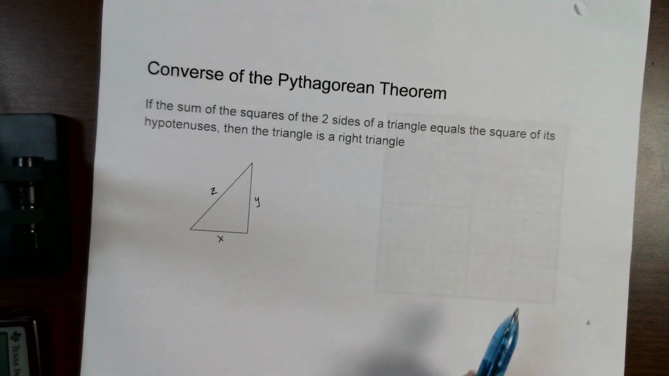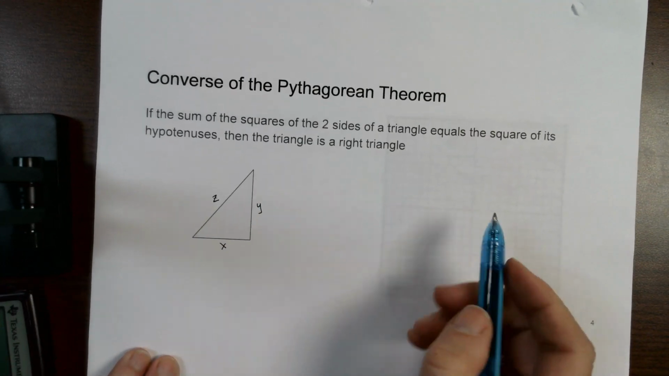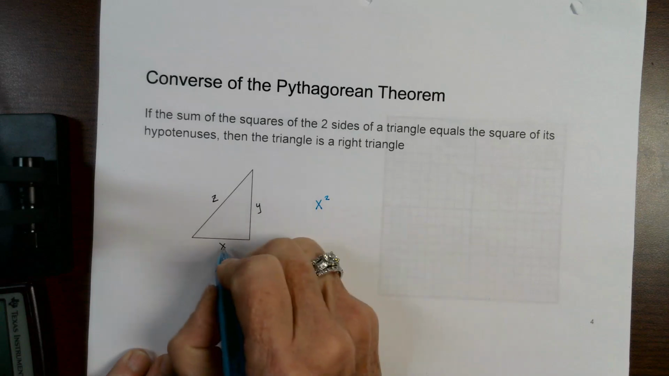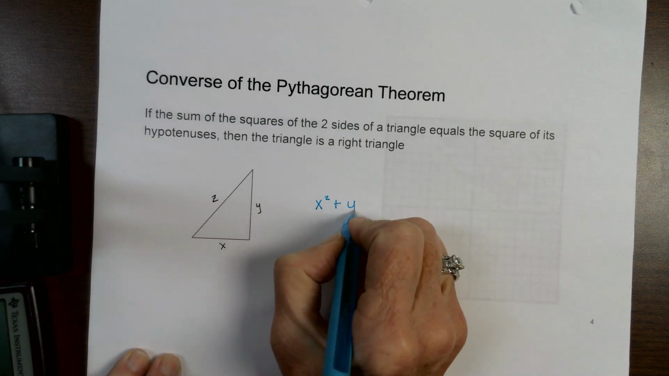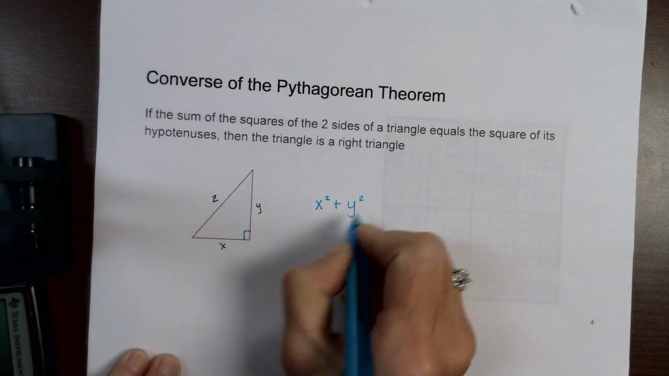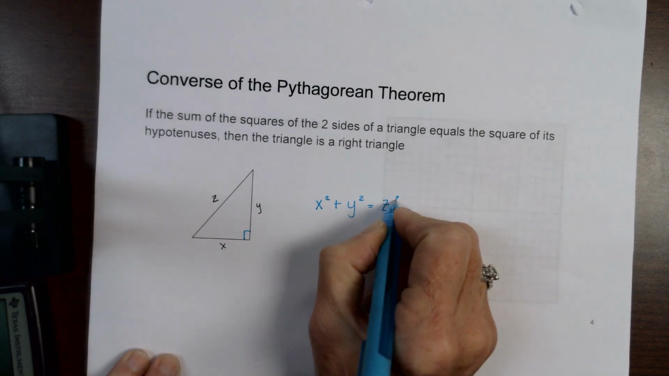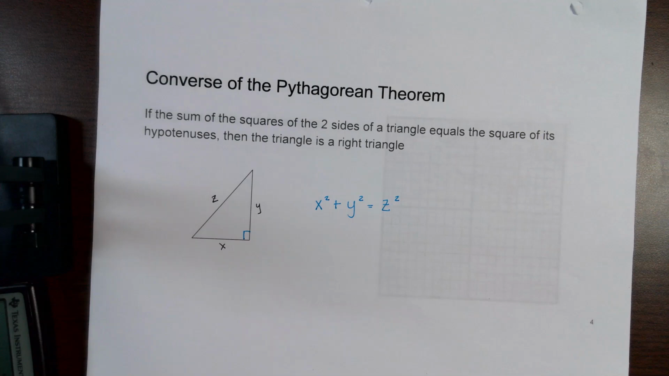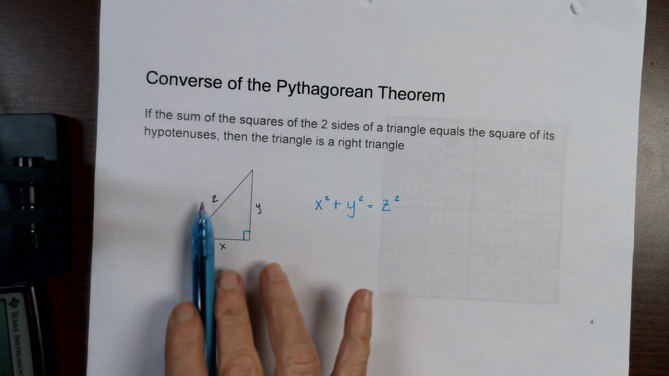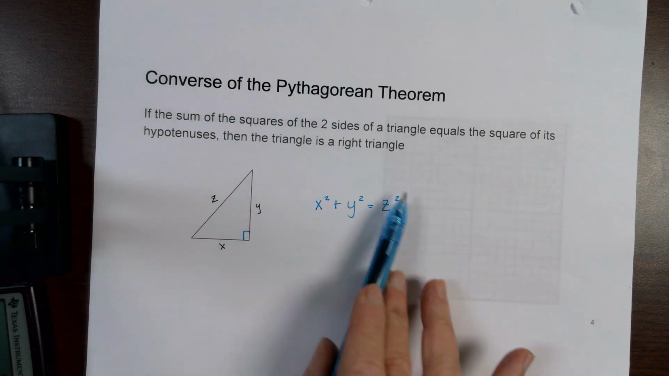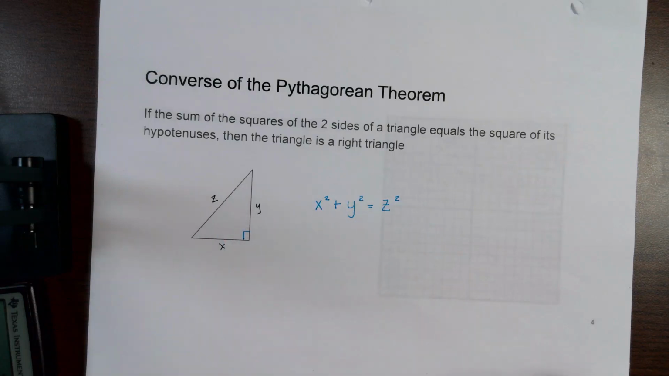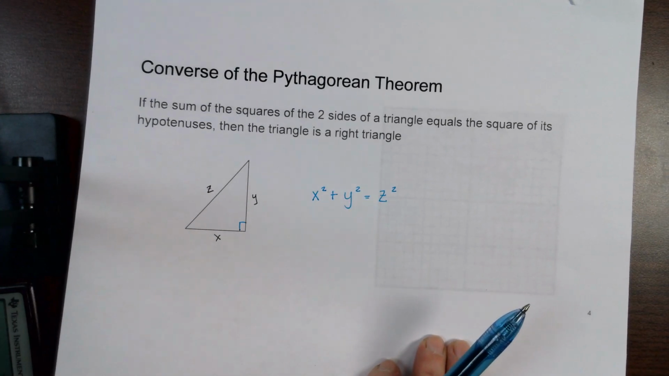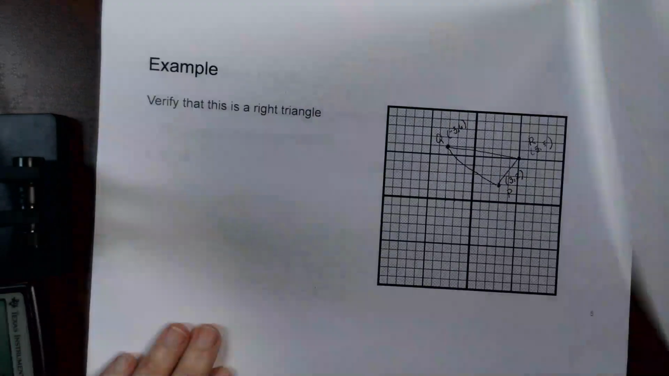The converse of it says, if you have a triangle and you can take the x and square it and the y and square it, because those are the two legs, and get z squared, then I know for sure that that is a right triangle. So if the measurements fit in those locations and it makes it true, then I can conclude that that is a right triangle. So as long as the measurements work in the Pythagorean theorem, you're good.